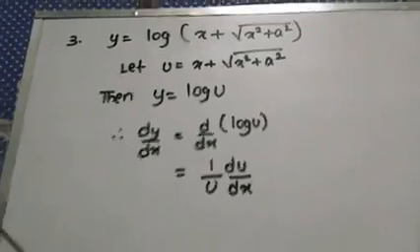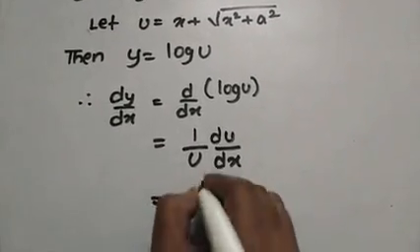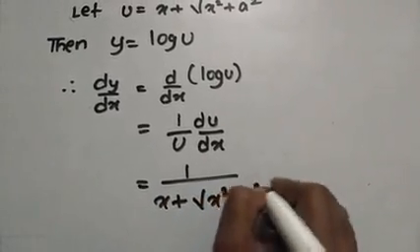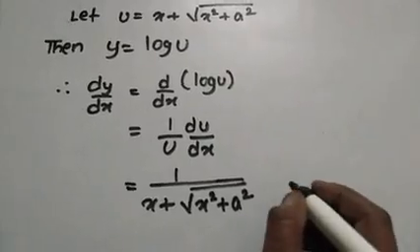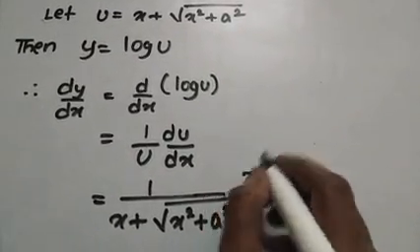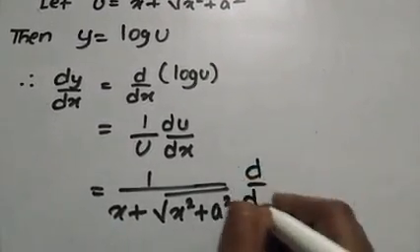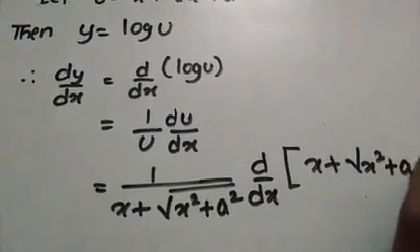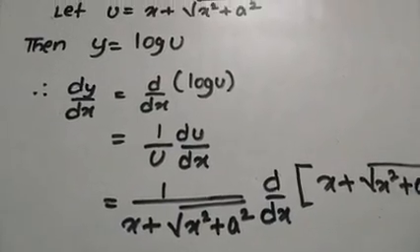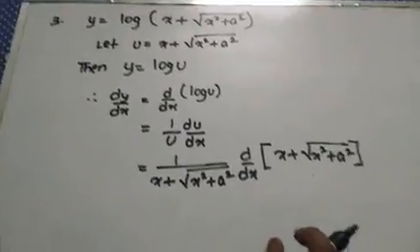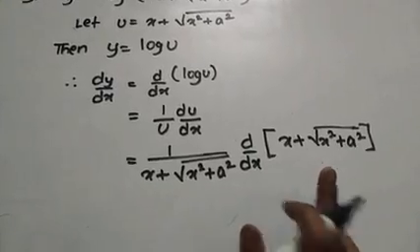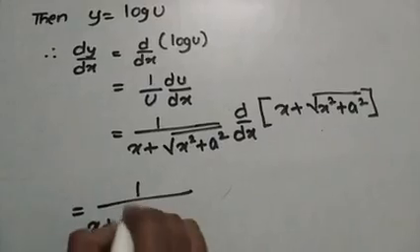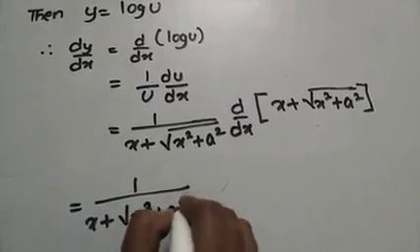Now putting the value of u, that is 1 by x plus root over x square plus a square, d dx of x plus root over x square plus a square. Okay, so now we'll differentiate this bracket term, that is 1 by x plus root over x square plus a square.